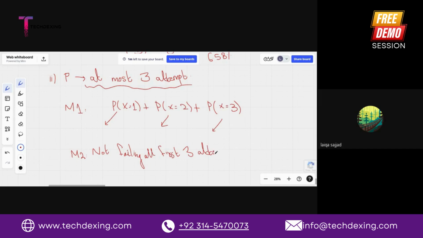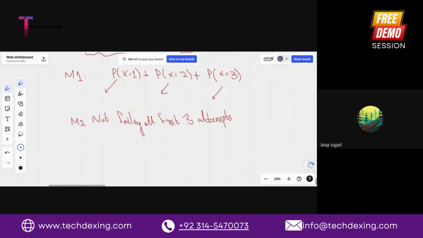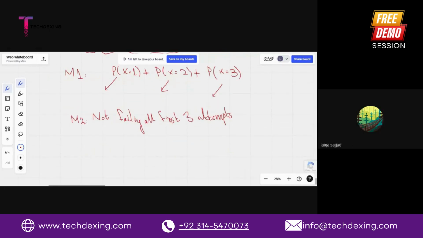Are these both things the same or not? That she needs to get successful in at most 3 attempts. It means that she must not fail all of the first three attempts. Yes, that's the same thing. Very good. So, how can we do that?